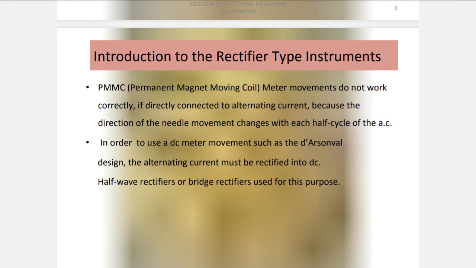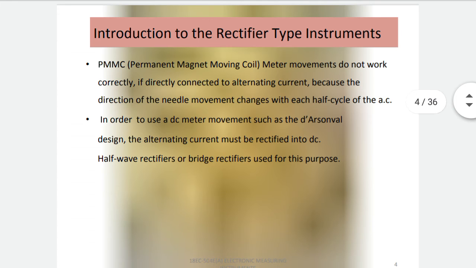The instrument which uses the rectifying element for measuring the voltage and current is known as the rectifying instrument. The rectifying element converts the alternating current to the direct current, which is indicated by the DC responsive meter. The PMMC uses an indicating instrument. The PMMC meter movements do not work correctly if directly connected to the alternating current, because the direction of the needle movement changes with each half cycle of the AC.